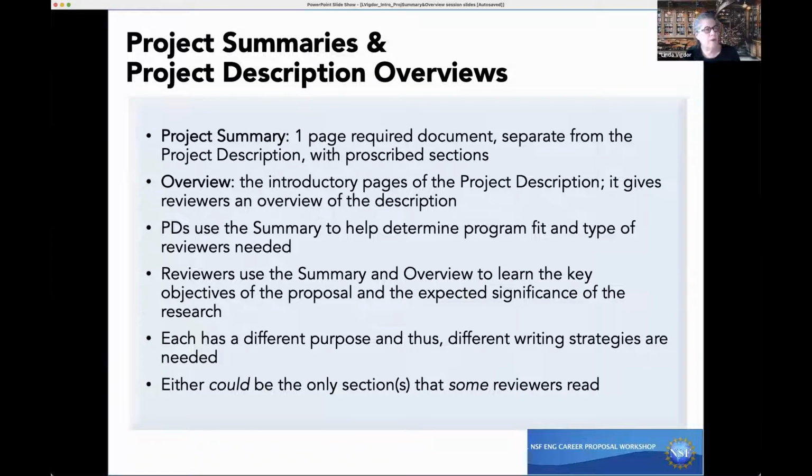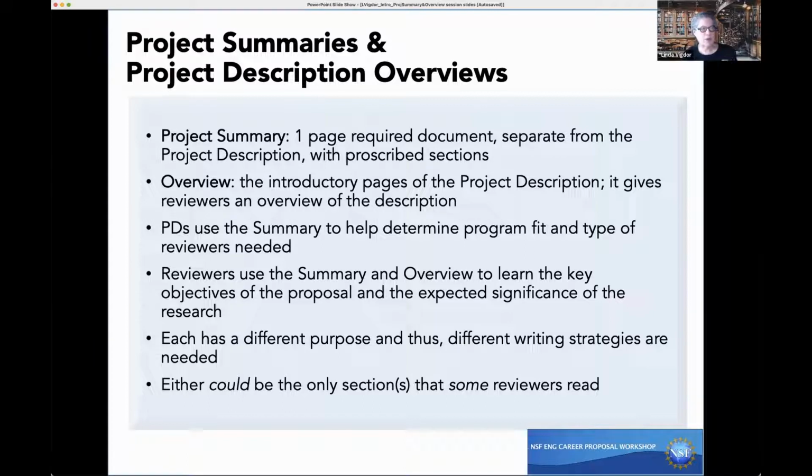Broadly, the project summary is a one-page document. It is required by NSF, and it is separate from the project description, which is allowed to be up to 15 pages for a CAREER. The project summary has very defined sections and information that has to be included. The overview is the introductory 1 to 2 pages of the project description. And this overview gives reviewers basically what it says, an overview of what you will be talking about in the project description.